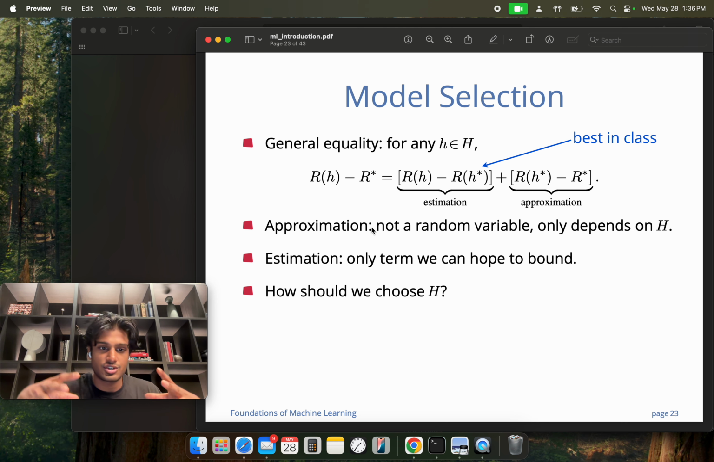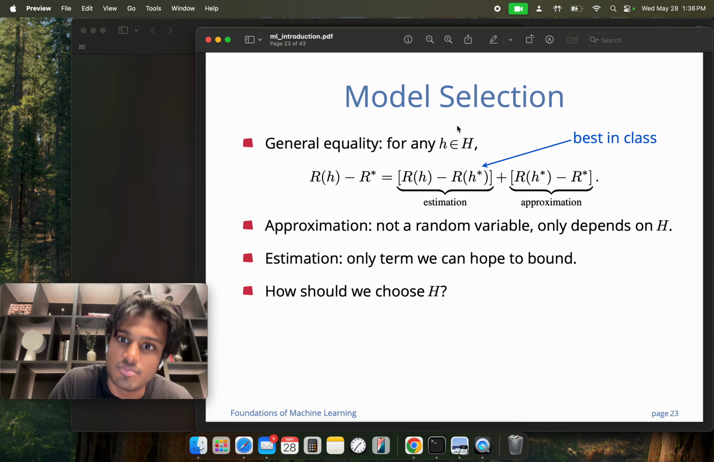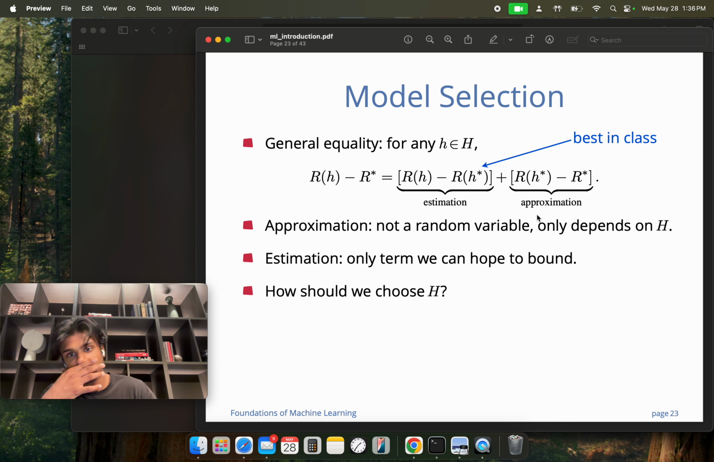Let's introduce another hypothesis, H star, which is the best in this class. It is not R star, but it is the best in this smaller H. So we add and subtract, and the risk of h minus the risk of H star is the estimation error, and the risk of H star minus the best in class is the approximation error.